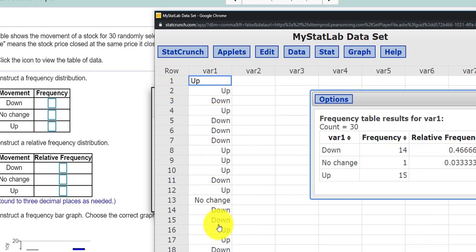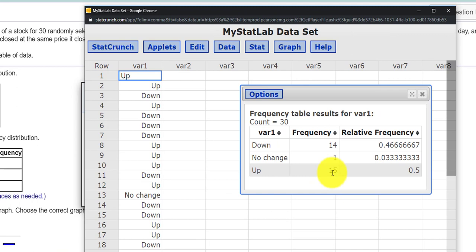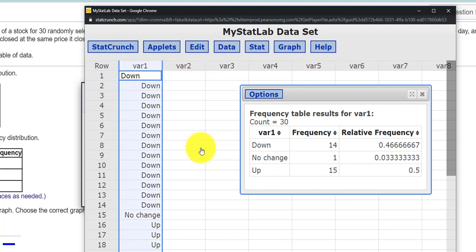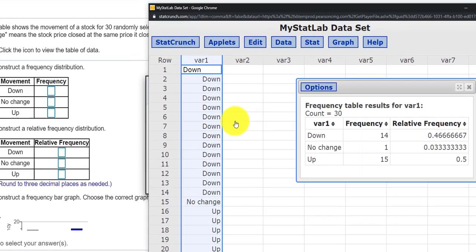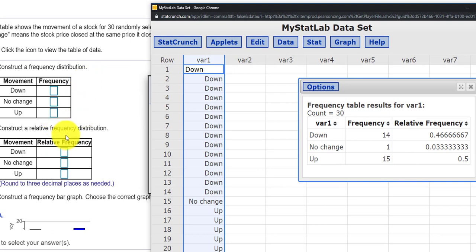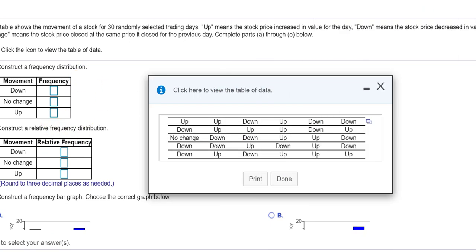So if I were to count up all the downs, it'd be 14. If I were to count up all the ups, that'd be 15. And one no change, okay? And I can quickly see that if I were to sort the column, you'll see there's one no change, and from 1 to 14 is the number of downs and so on. So let's type this data into these two boxes here, okay?